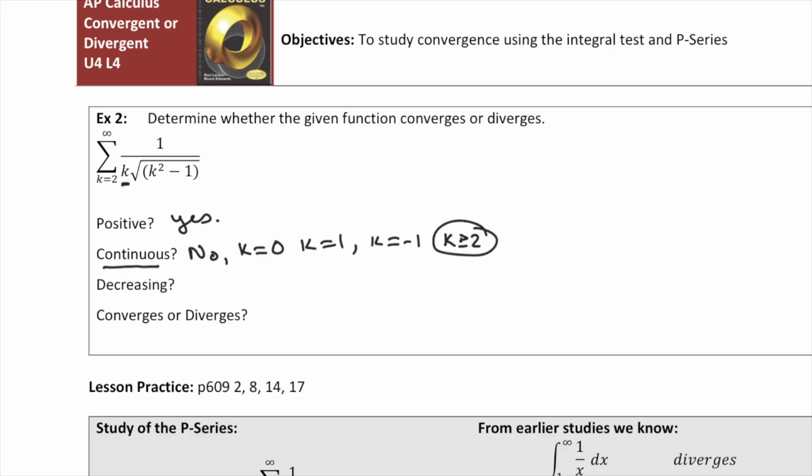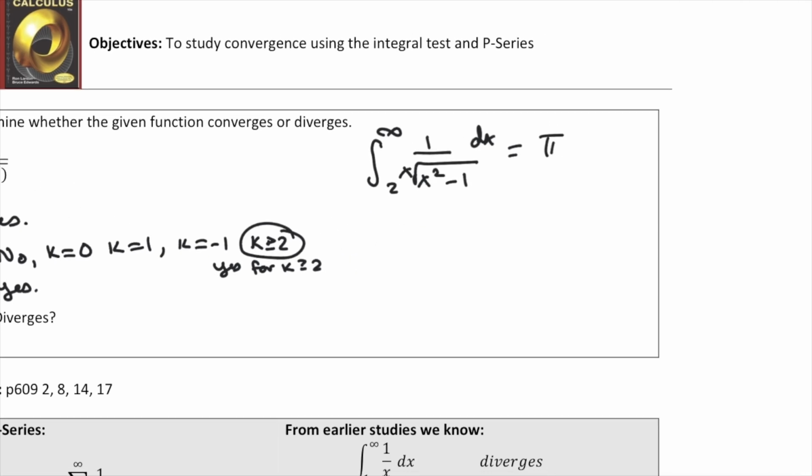So is it continuous? Yes. For k's greater than or equal to 2. Is this function decreasing? Yes, it is, and you could use a ratio to prove it. All right, so now, wait a minute. We already found that the integral from 2 to infinity of 1 over x square root x squared minus 1 dx was equal to pi over 6, and because it's equal to pi over 6, our integral was convergent, which tells us that our infinite series is also convergent.